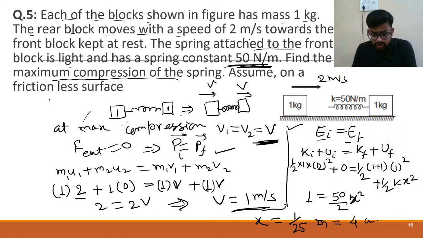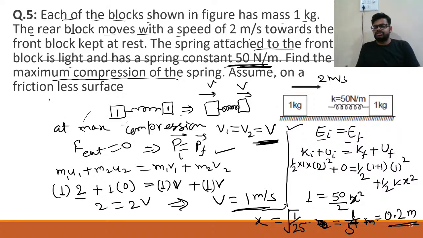Okay, sorry, this is x square, so it will be like this. Sorry, this is 1 by 5 meter. I have just written something wrong. 1 by 5 meter, now correct. 1 by 5 meter means that is 0.2 meter, and 0.2 meter can be written as 20 centimeter. So the final answer is 0.2 meter for this question.